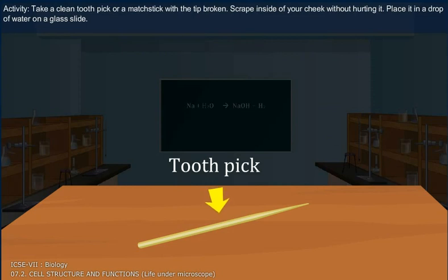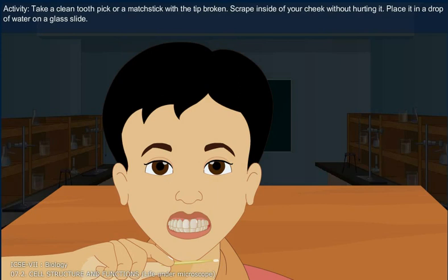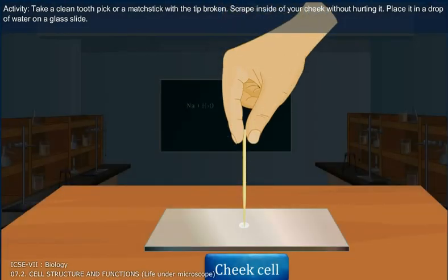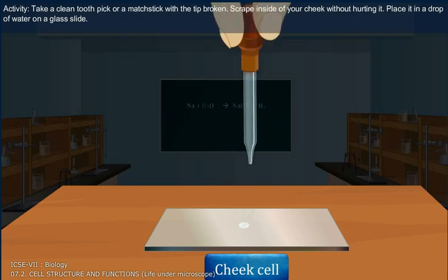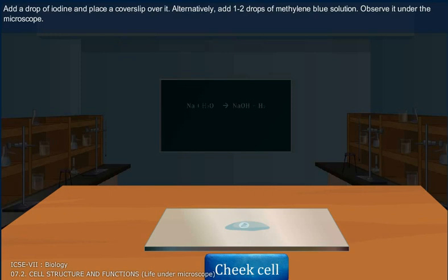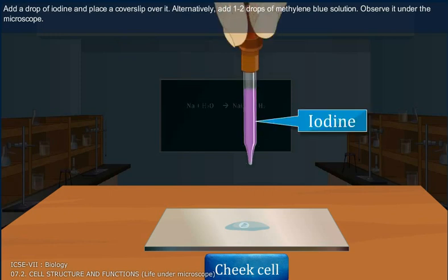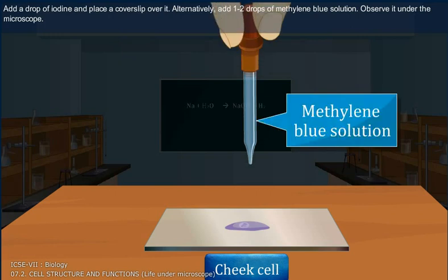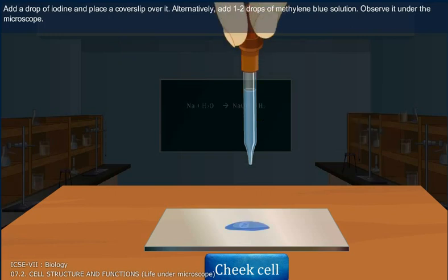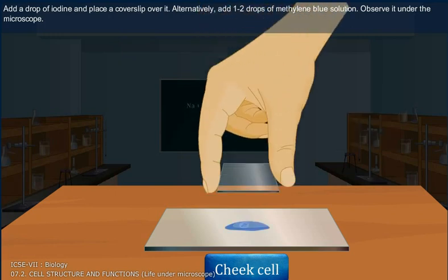Activity. Take a clean toothpick or a matchstick with the tip broken. Scrape inside of your cheek without hurting it. Place it in a drop of water on a glass slide. Add a drop of iodine and place a cover slip over it. Alternatively, add 1 to 2 drops of methylene blue solution. Observe it under the microscope.